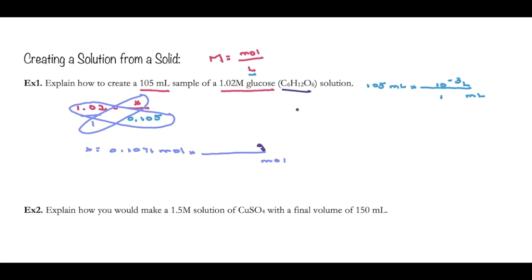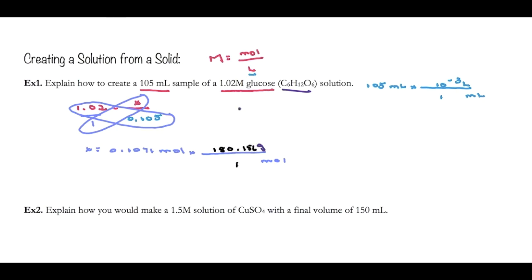Okay. The molar mass of carbon is 12.011. I've got 6 of them, so I'm going to multiply by 6. Then I'm going to add to that the molar mass of hydrogen, 1.008 times 12, because I've got 12 hydrogens, plus the molar mass of oxygen, 15.999 times 6, because I have 6 of them. So the molar mass of glucose is 180.156 grams for every 1 mole.